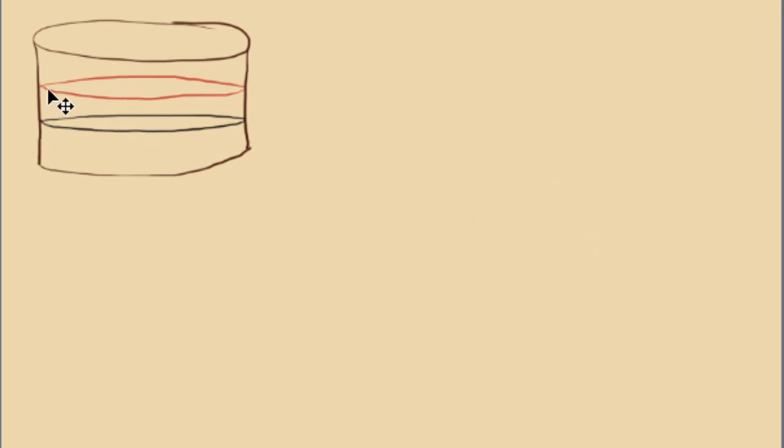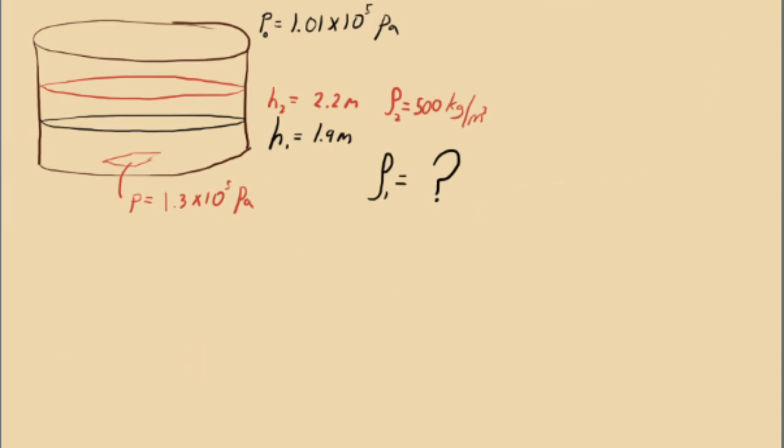We're given some pressure at the bottom of this tank of 1.3 times 10 to the 5 pascals. And we are told the height of each fluid: height 1 is 1.9 meters, height 2 is 2.2 meters. And we're told the density of fluid 2, this fluid on the top, is 500 kilograms per meter cubed. What we want to find out is the density of our fluid 1 down here, this lower fluid.